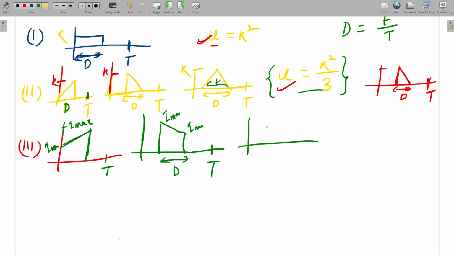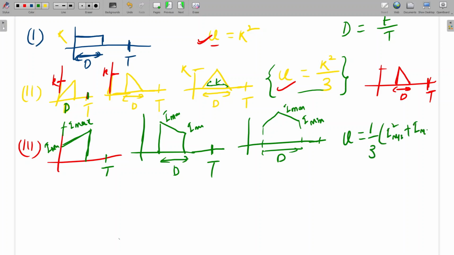This third kind will be rising and falling. Here also there is maximum and this is minimum. This is duty. So for this, what will be the value of U? U will be 1 by 3 into I minimum square plus I maximum square plus I minimum into I maximum. This also you can verify by doing the straight line equation and all the calculation, and you will find the same.